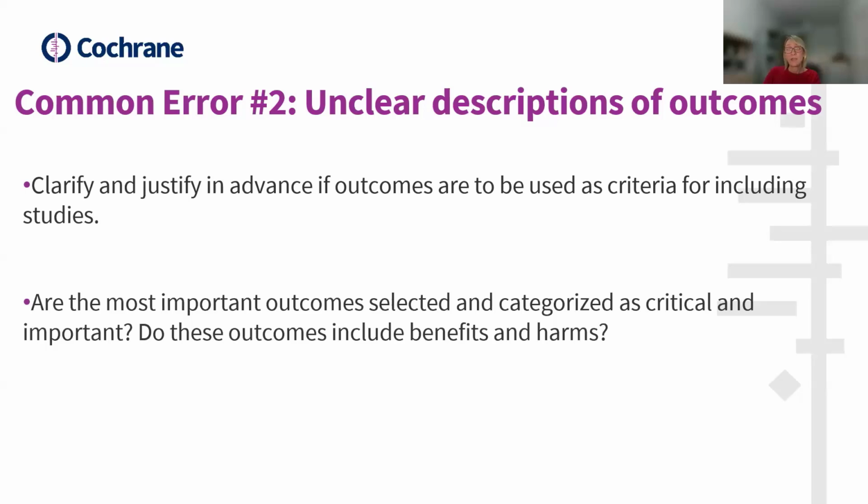Authors need to ensure that the eligible outcomes are selected and categorized as critical and important, including outcomes that measure benefits and harms and are most clinically meaningful to the decision maker. It's important to bear in mind that the most commonly reported outcomes may not be the most appropriate ones to answer your review question. Authors should look for any core outcome sets that exist in the evidence base and use those to help choose the most important and critical outcomes.